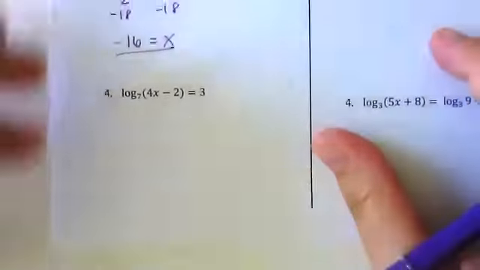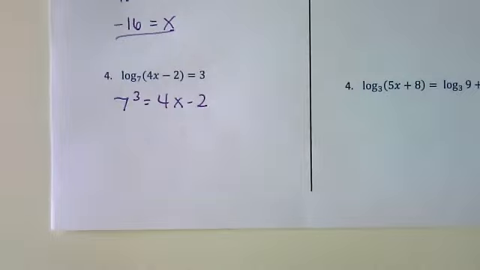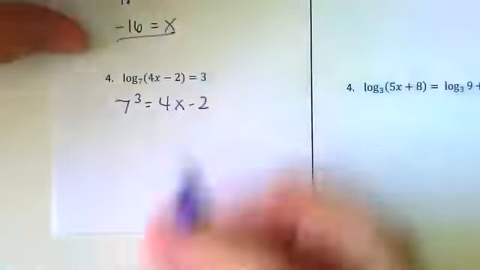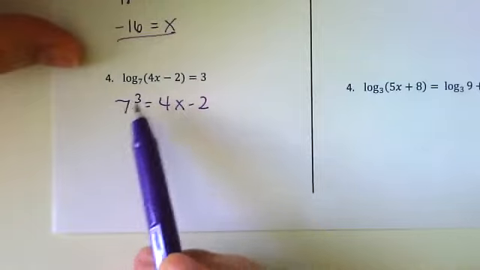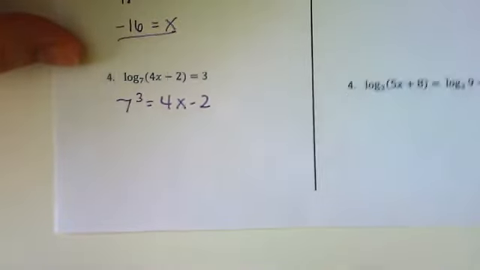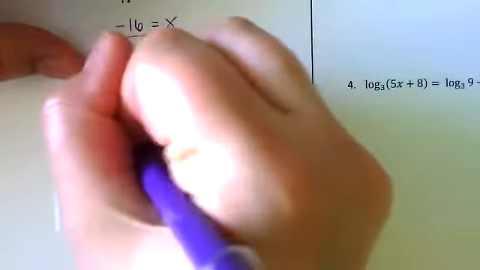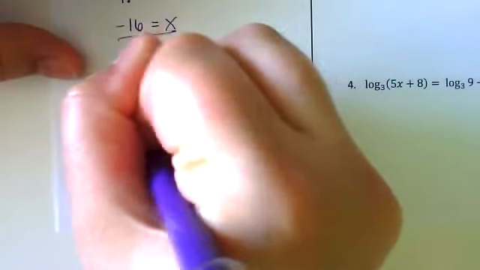And then last one, again, same thing, rewrite it. 7 cubed equals 4x minus 2. 7 cubed, I'm just going to type into my calculator. And remember, this is not multiplication, this is an exponent. I saw a couple people multiplying these instead of doing an exponent. So just be aware that you are doing an exponent, not multiplying.